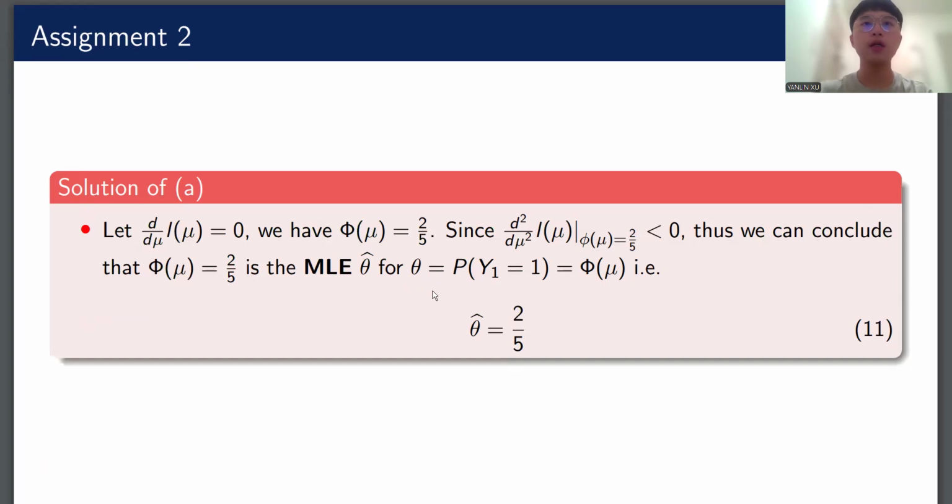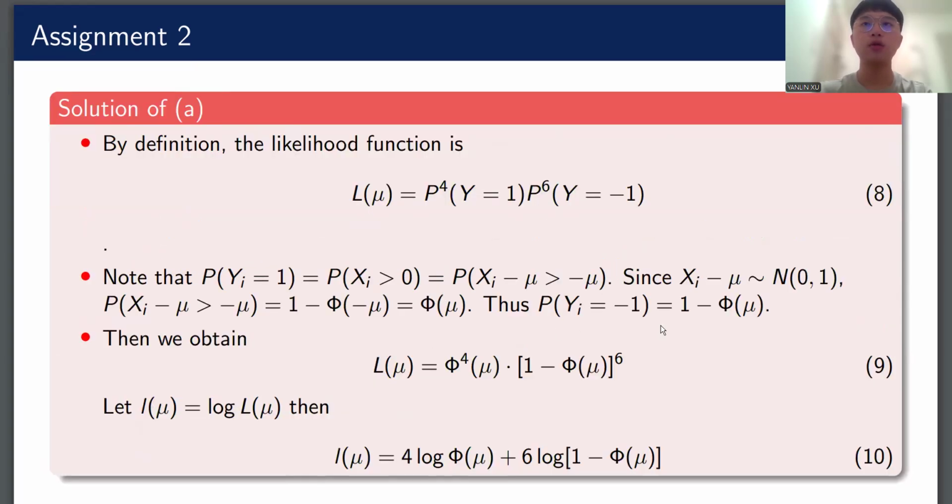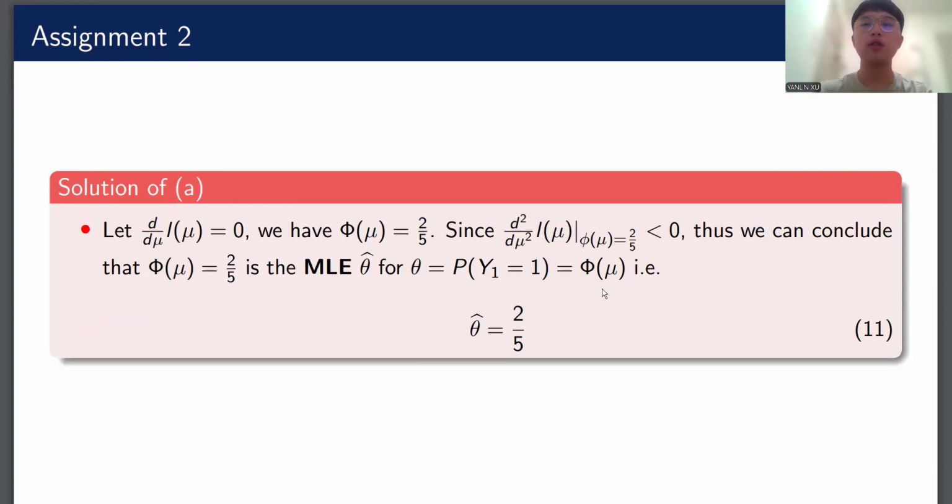Since theta is equal to the probability of Y_1 equal to 1, by the calculation we just did, this is just phi(mu). So we can conclude that the maximum likelihood estimator for theta is just phi(mu), which is equal to 2 over 5. And that's our result.